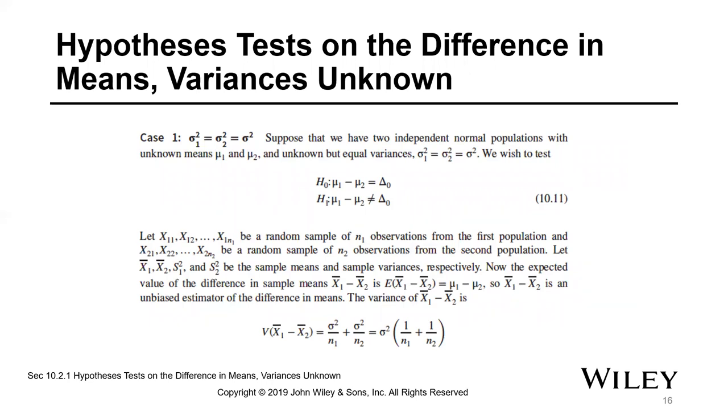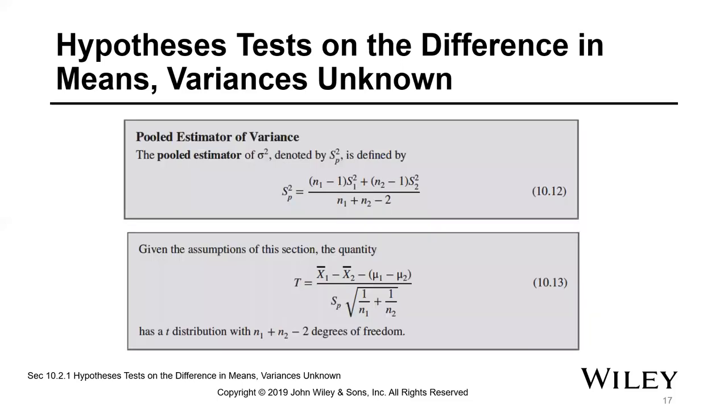We can say the expected value of the difference of the sample means is the expected value of the difference. So the idea is we have an unbiased estimator. So this uses this formula right here. So we assume standard deviation and 1 over N for both populations. Which gives you the pooled estimator of variance.